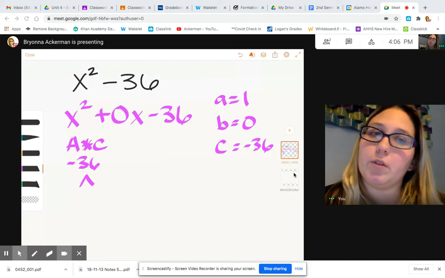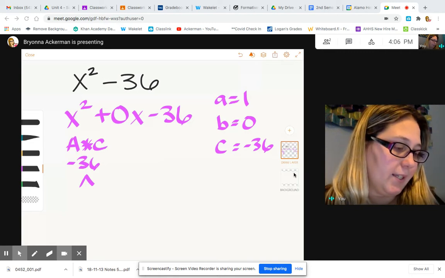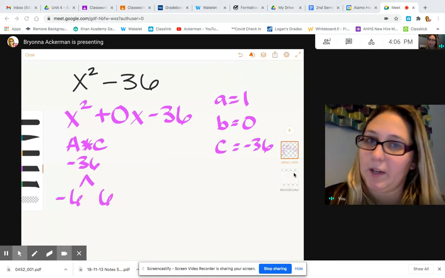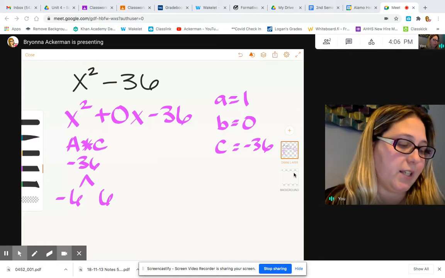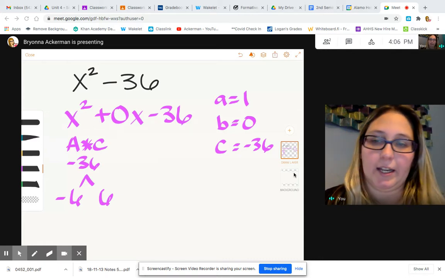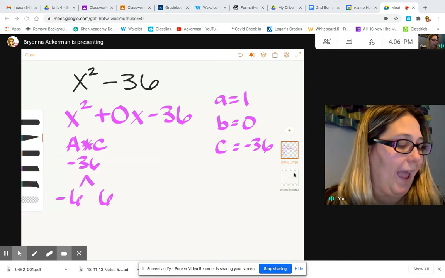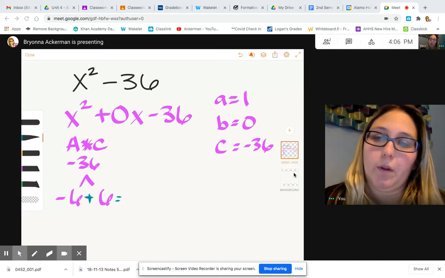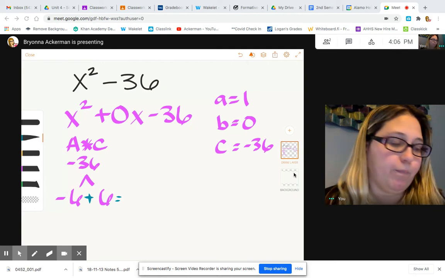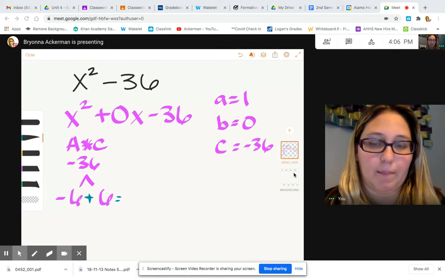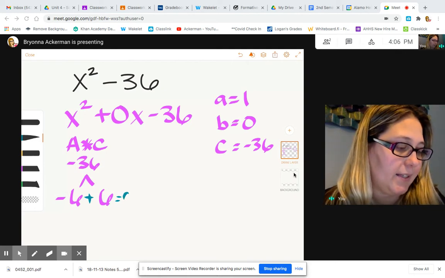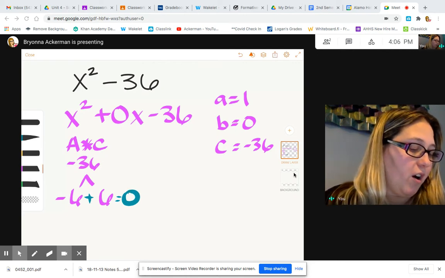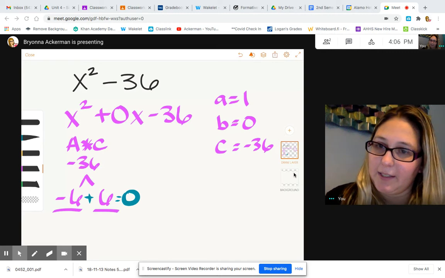And so the one that comes to mind right away is 6 times 6. And one of those has to be negative because we have a negative 36. So negative 6 times 6 gives me a negative 36. If I add these together, it needs to equal b. Well, in this case, b is 0. And so I have negative 6 plus 6, and that does give me 0. So my factors are negative 6 and 6.